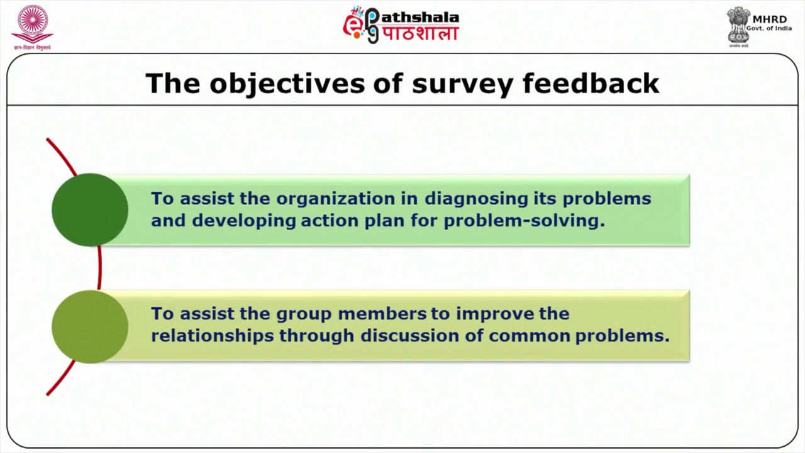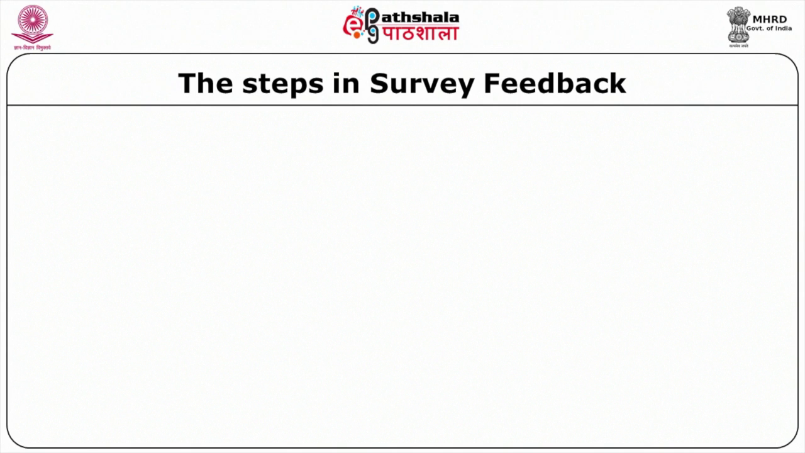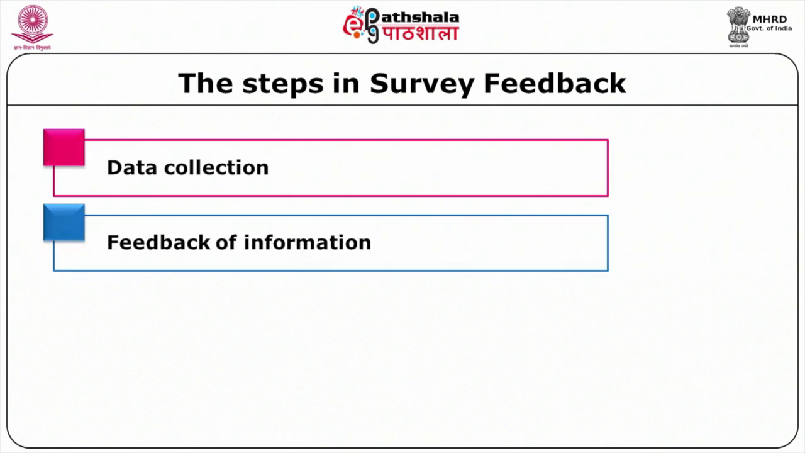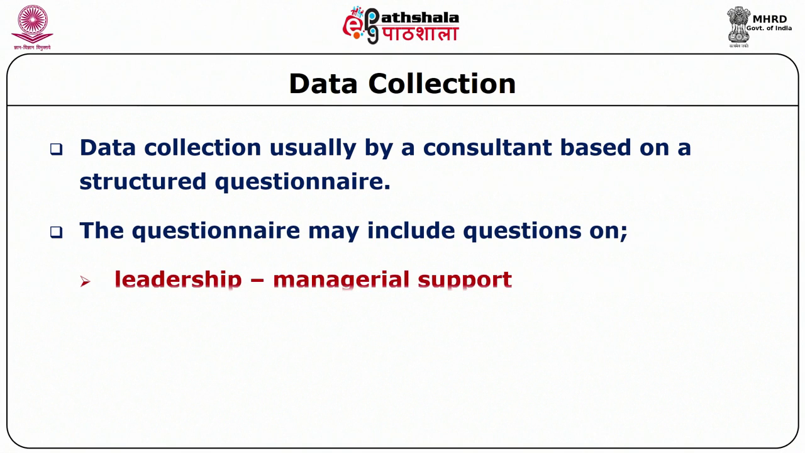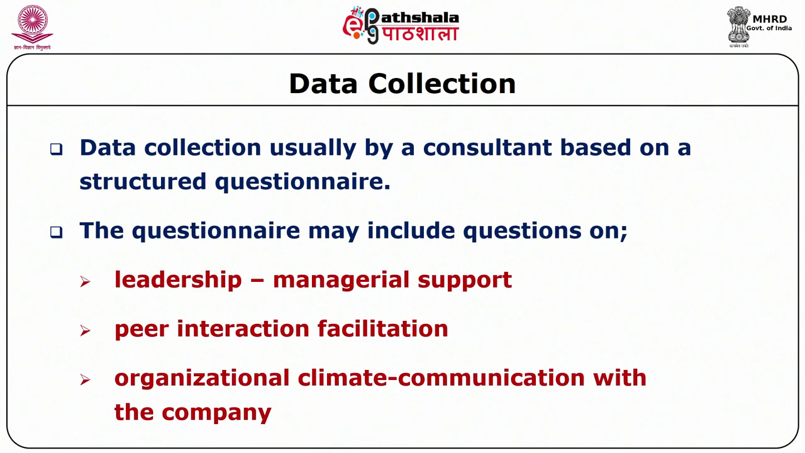The primary objectives of survey feedback are to help the organization diagnose its problems and find action plans to address these problems, to help group members improve their interpersonal relationships through group discussion and problem solving. The steps in survey feedback are data collection, feedback of information, developing action plans based on feedback, and follow-up. The first step in survey feedback is data collection.